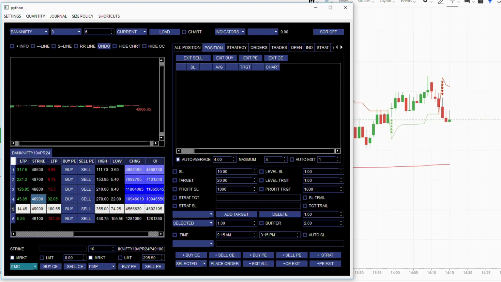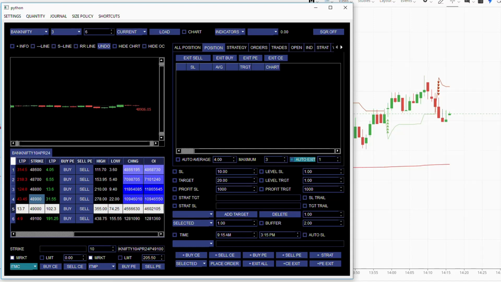Our next update is auto exit. That means how long it should wait after taking a trade. If you enable auto exit and set the time to 1 minute or 2 minutes, say 1 minute, then after placing the order it will wait 1 minute and will square off the position, no matter whether the trade is in profit or in loss. Okay, let's do one more trade.